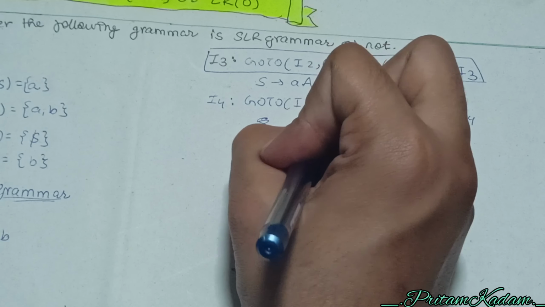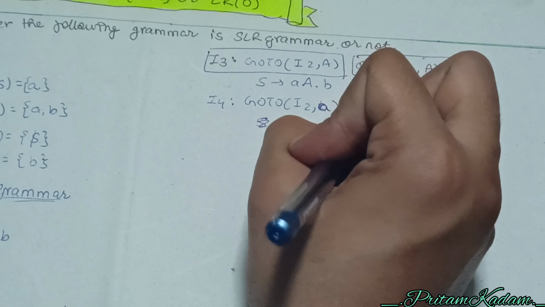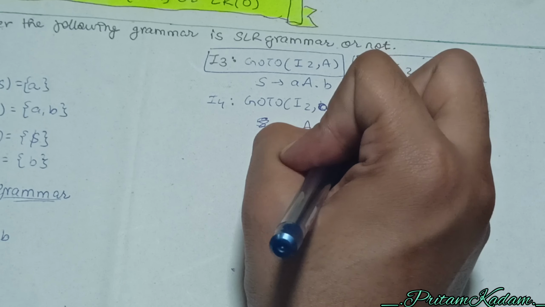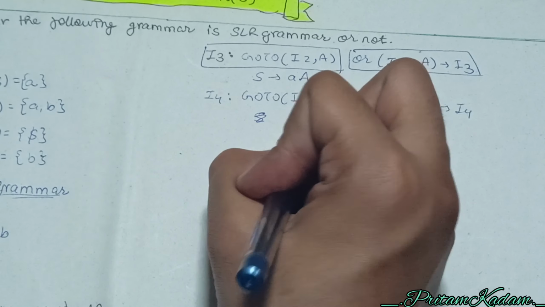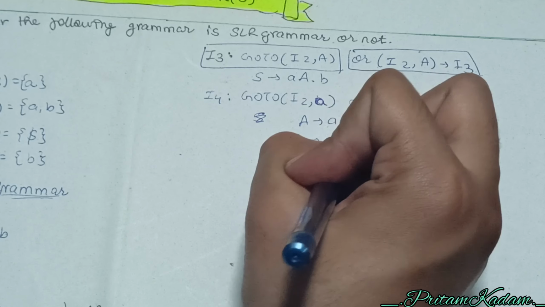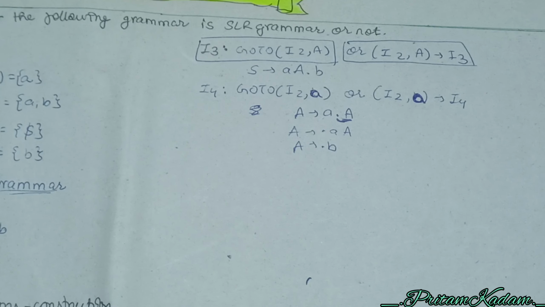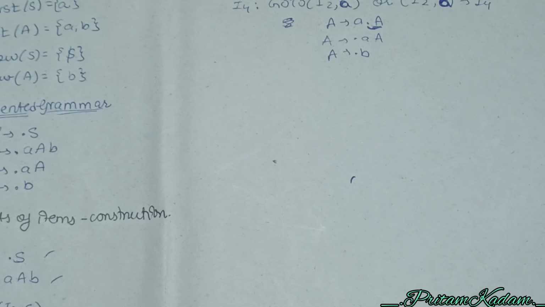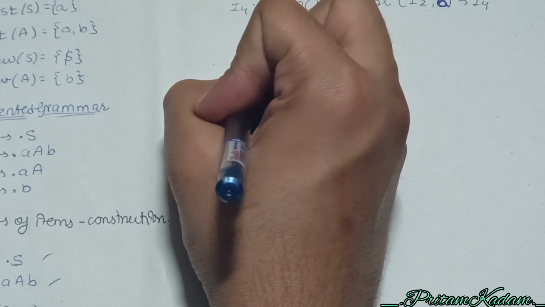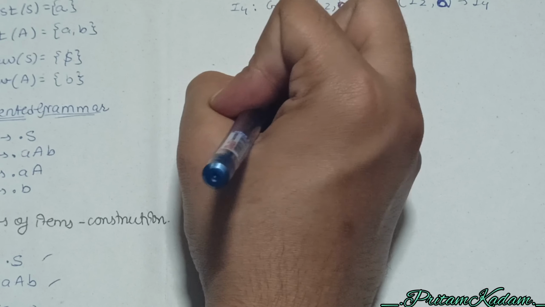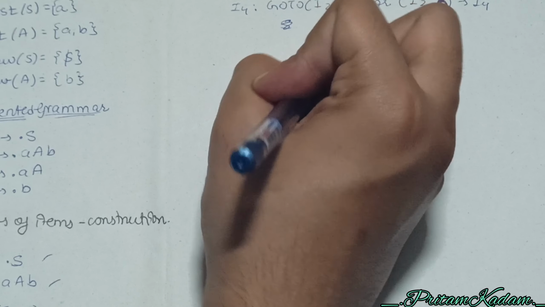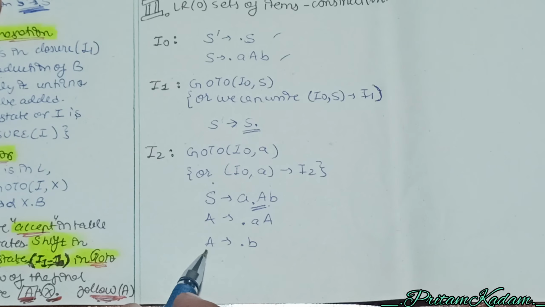So what I will write is A gives small a dot capital A, and as there is a non-terminal after the dot, I will write the productions of A after this. Okay, now we have completed the first production of A. Now we will proceed ahead and do for the I2 production, that is A gives dot B.